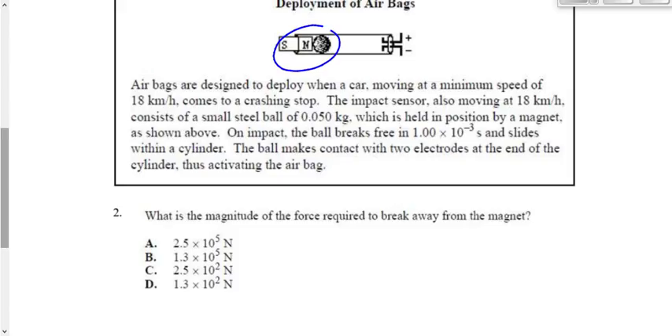The steel ball, not very round, it looks more like a meteorite or something, is held in position by a magnet. On impact, the ball breaks free in 1/1000th of a second, slides within a cylinder, and as it slides down the cylinder, it connects both ends of those terminals, completes a circuit, and inflates the airbag.